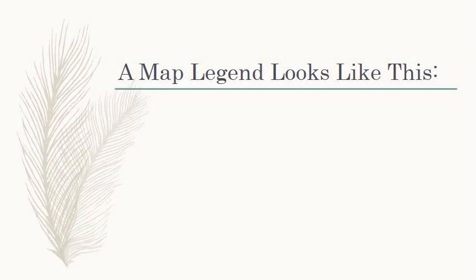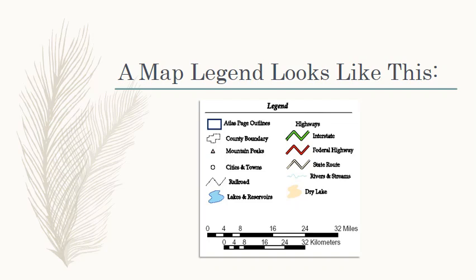A map legend looks something like this. It's titled Legend, so we can always know that we're looking at a legend that way. But a couple of other ways for us to know that we're looking at a map legend are as follows. Firstly, we see that it's kind of a box by itself.